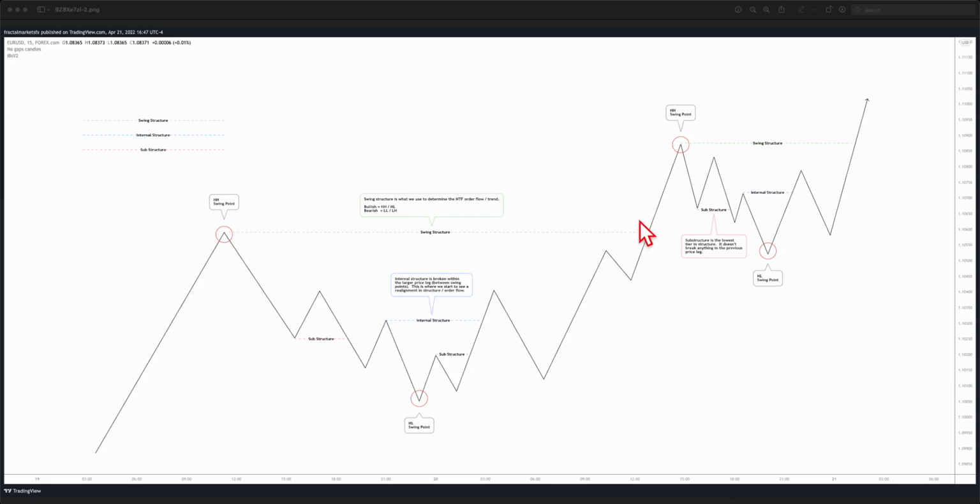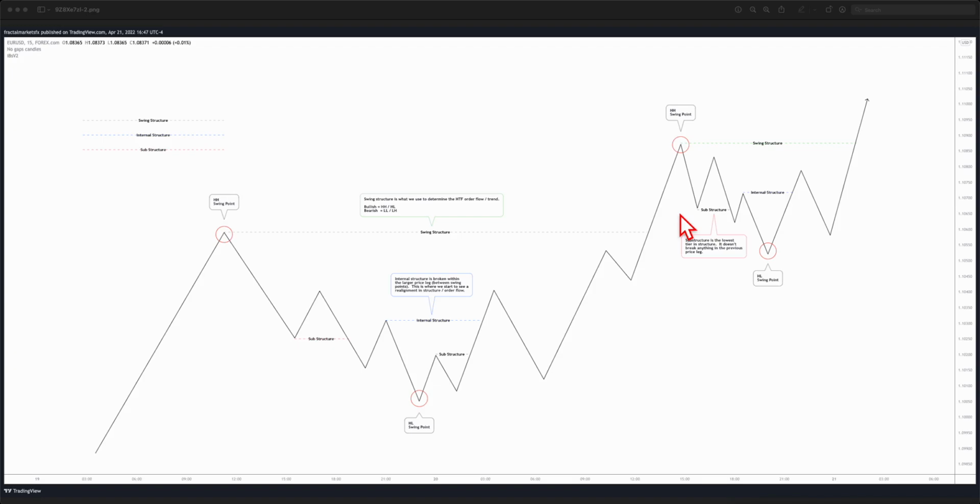So the theory is that now that we put in the new higher high, we should not break this low down here. Then we are expecting that the next area to get broken would be here once we get confirmations within internal structure.